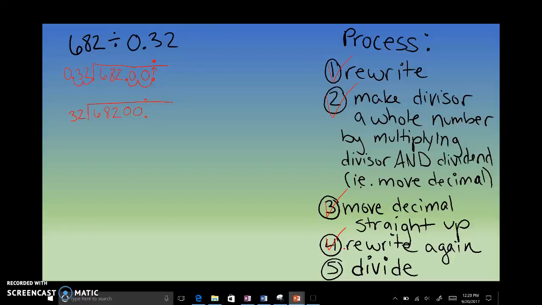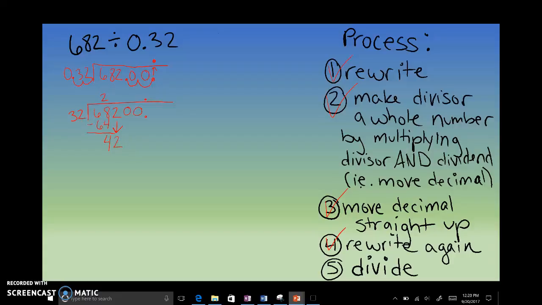So to get extra practice, we'll do this together. We're going to ask how many times does 32 go into 68? Think about it. Goes in 2 times without going over. So 2 times 32 gives us 64. We're going to subtract 64 from 68. We get 4. We bring down the next digit of our dividend, which is 2.